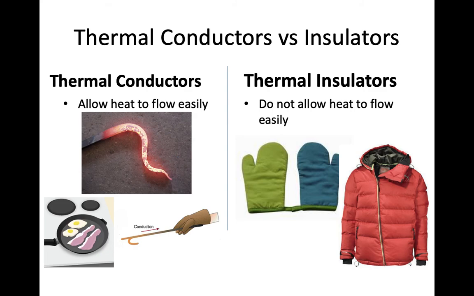There's also something called a thermal insulator. Insulators do not allow heat to flow very easily. We use insulators a lot here in Colorado to protect ourselves from the cold. We do not want our internal body heat easily conducting to the outside atmosphere when we're outside in the snow. So we wear puffy jackets, hats, gloves, which insulate us and do not allow our own body heat to easily flow to the outside environment.